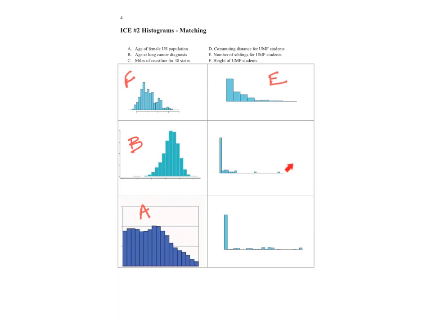So these 2 are kind of hard to tell between because they both have that same feature of a lot of observations at the 0 to 1. As it turns out, this one right here is C, miles of coastline for the 48 states. This one right here is Florida, and this is where my daughter just moved.